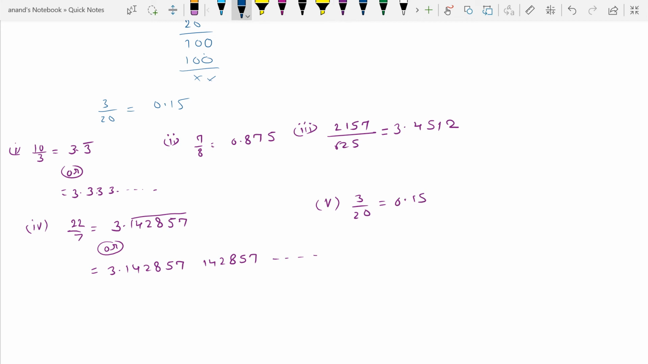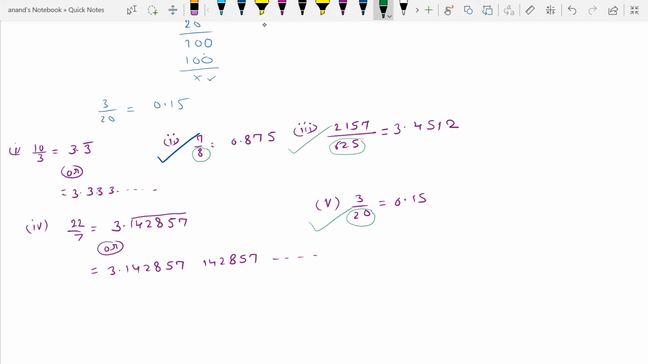So here this decimal expansion was terminating in nature, this is again terminating in nature, fifth one is again terminating in nature. In these three examples there is a basic concept. Let us see the denominator of each of these expressions.